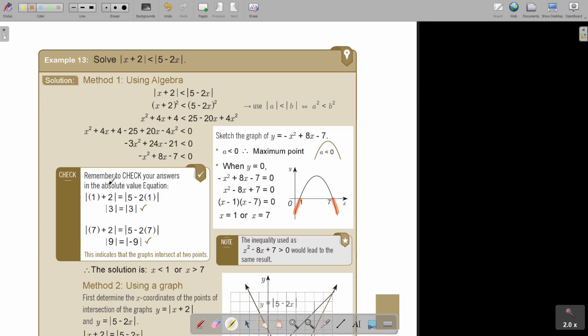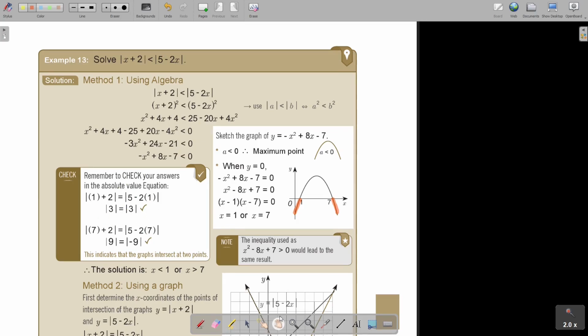Now, remember to check your answers in the absolute value equations. Basically, I can just take that and substitute it in both. So let's substitute. 1, I substitute 1 in and I see it's correct. And I substitute 7 in and I see it's correct. So it is very important that you check.